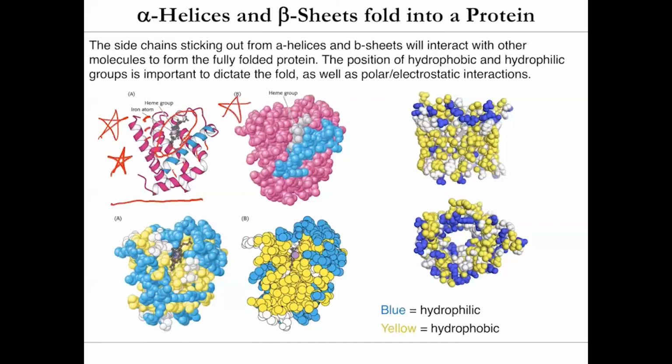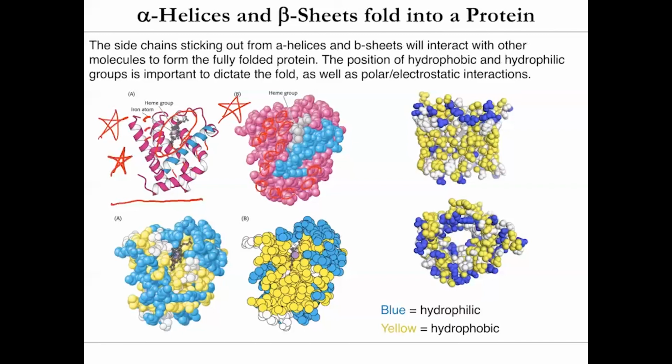Or you can depict it as this surface molecule, where you just show the space that the individual atoms are filling up on the protein. It gives a more solid depiction. But you'll see proteins depicted in both ways. Now, one really important thing: the side chains are going to interact between these different alpha helices in this specific example.